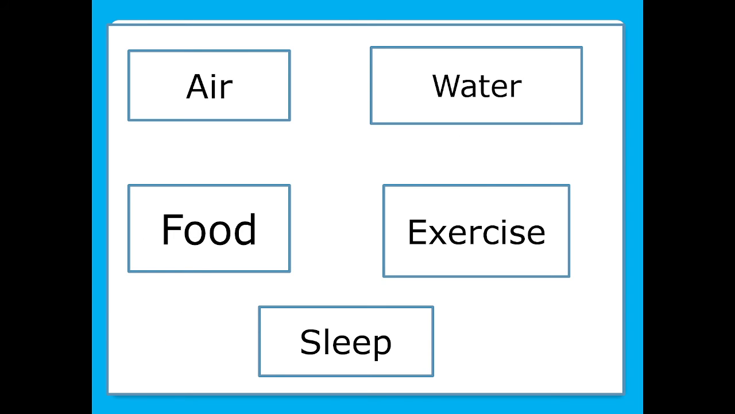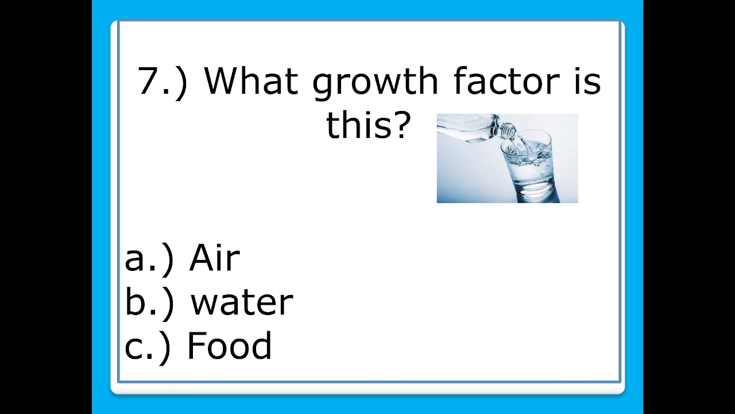Okay, so we have here air, water, food, exercise, and sleep. These are the growth factors. Okay, so seven, what growth factor is this? Is it A, air, B, water, C, food? Answer for number seven is letter B, water.